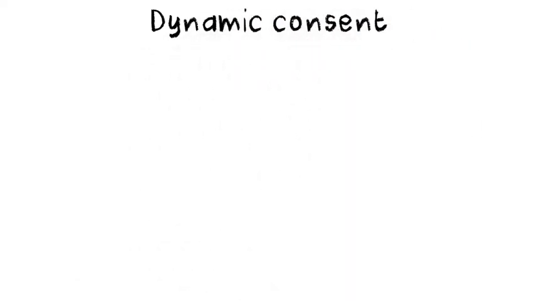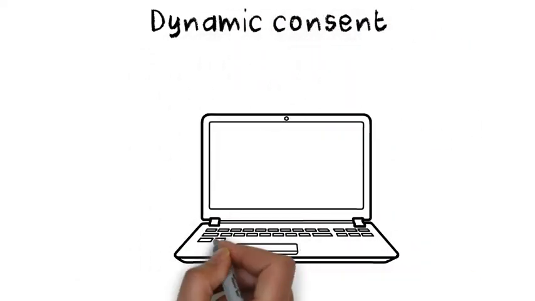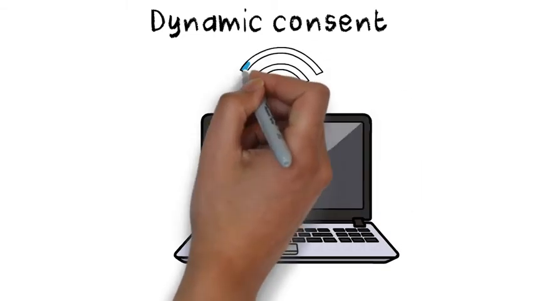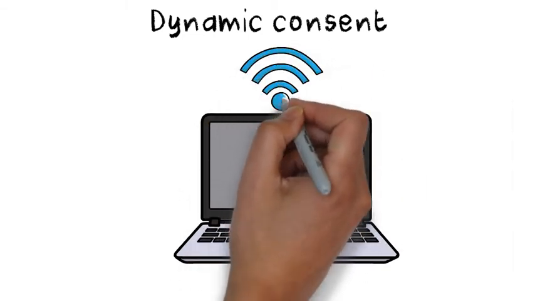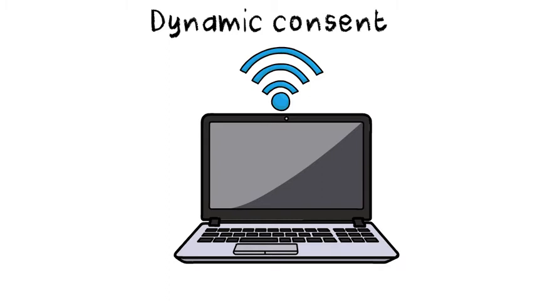Dynamic consent is even more specific. It includes an online platform where participants can indicate their preferences. Every time a new study arises, participants can decide whether they give their consent for this specific study or not. This has a few advantages.